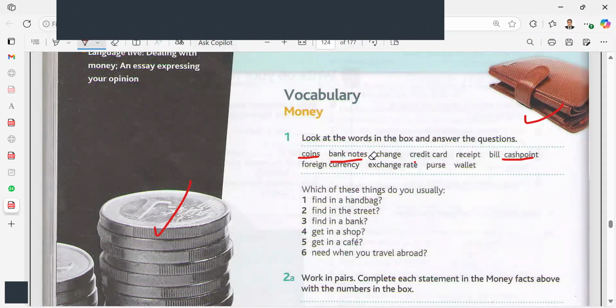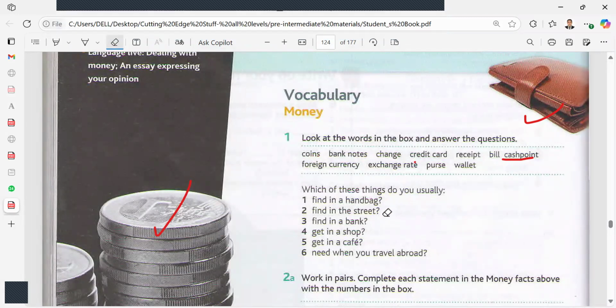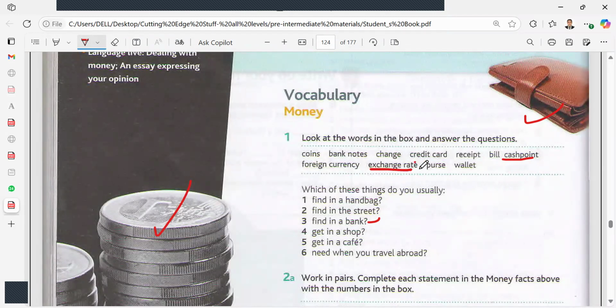Okay, maybe sometimes. What can you find in a bank? A cash point. Exchange rate. You can also find foreign currency. You can find the credit card. You can find banknotes. You can find the coins. Right? This is in the bank.